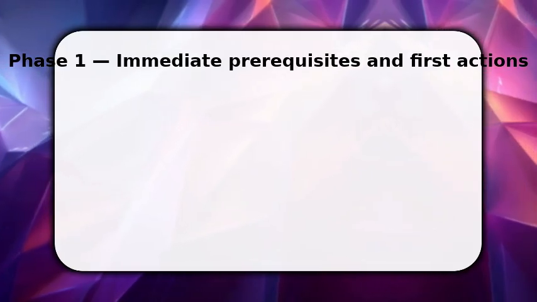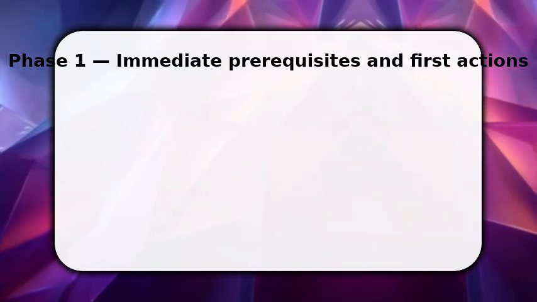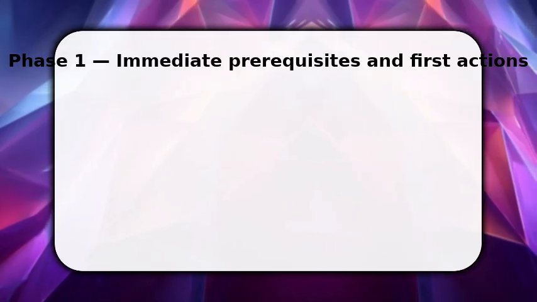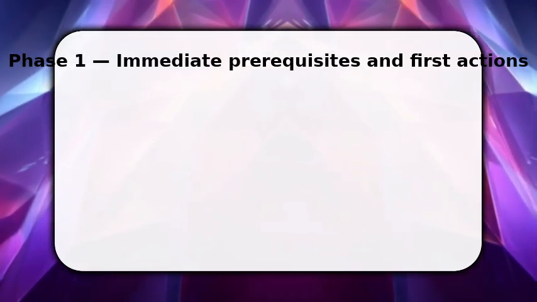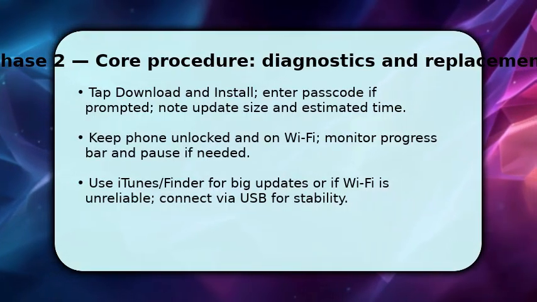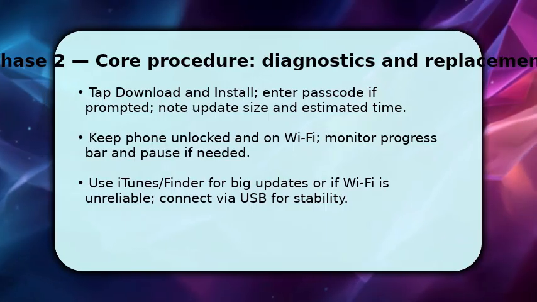Next, check available storage and clear space by offloading unused apps or media. Then open Settings, go to General, and tap Software Update to start the process. You tap Download and Install, and when prompted, enter your passcode to authorize the action.